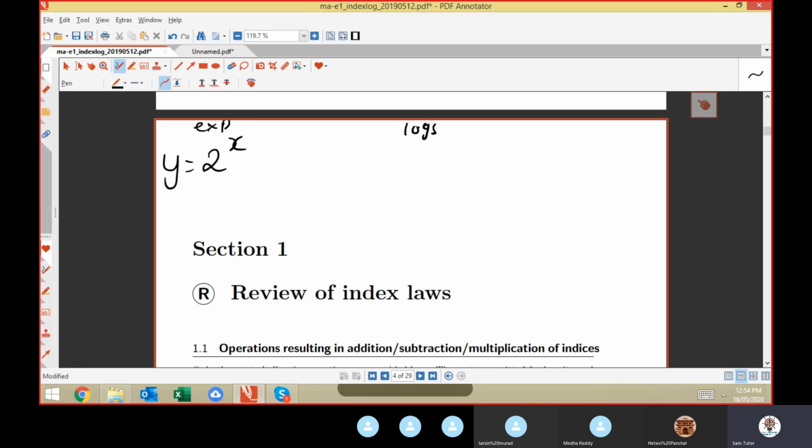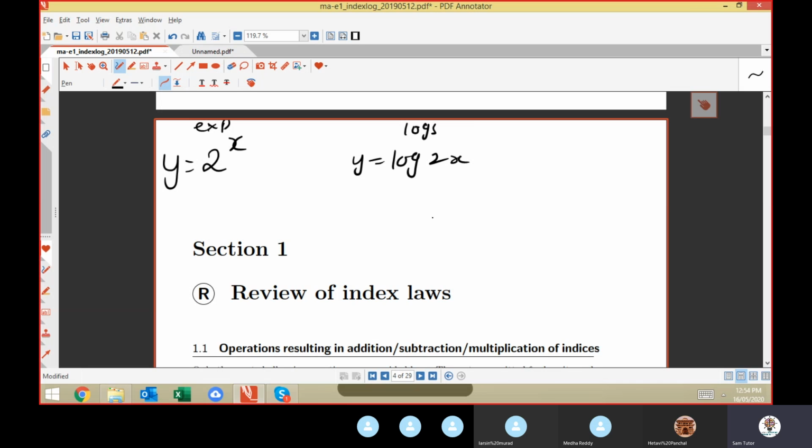Logs are the opposite of exponentials. So a log would just be like log 2, let's say, or log 2x, or whatever it is. And so these guys are opposites of each other. A log is just another function, just like a parabola or a circle or trig. Log is just another type of function.